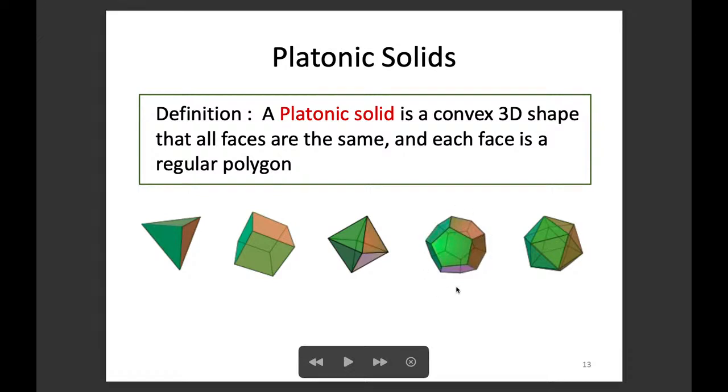People usually use this to design a calendar, so we put each month on one face. We call this shape a dodecahedron. And then this one has 20 faces, each of the faces is an equilateral triangle. If my memory is correct, it's called an icosahedron.